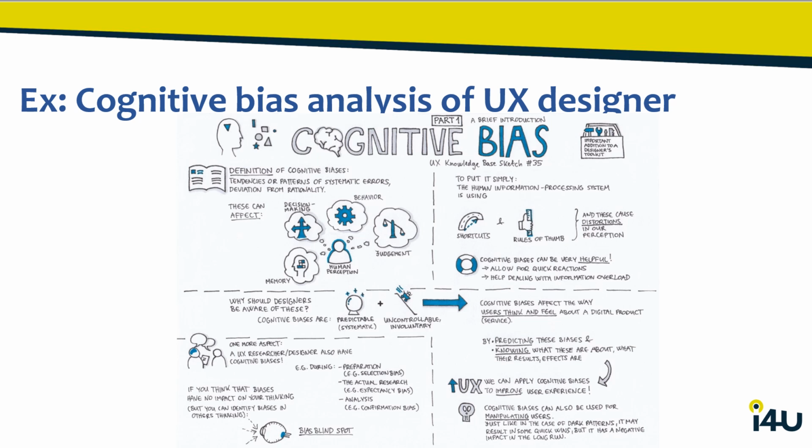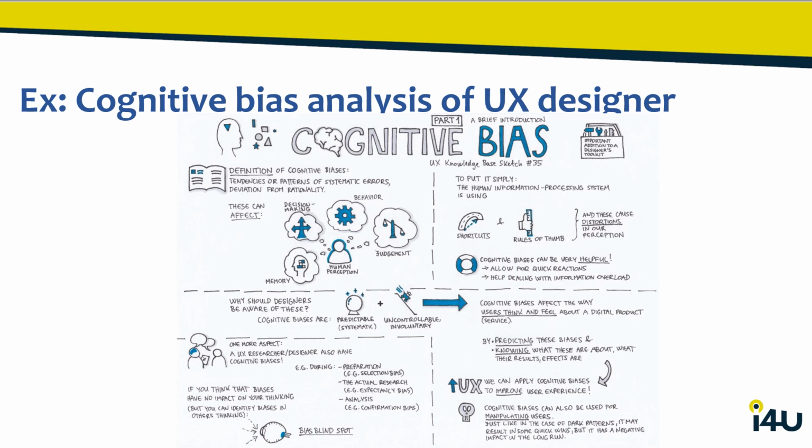However, it highlights that cognitive biases can be helpful because they allow for quick reactions and help deal with information overload. The image further discusses the importance of designers being aware of these biases because they are predictable, systematic, and uncontrollable, involuntary. It explains that cognitive biases affect how users think and feel about a digital product or service. By predicting these biases and understanding their effects, UX designers can apply them to improve user experience, UX.